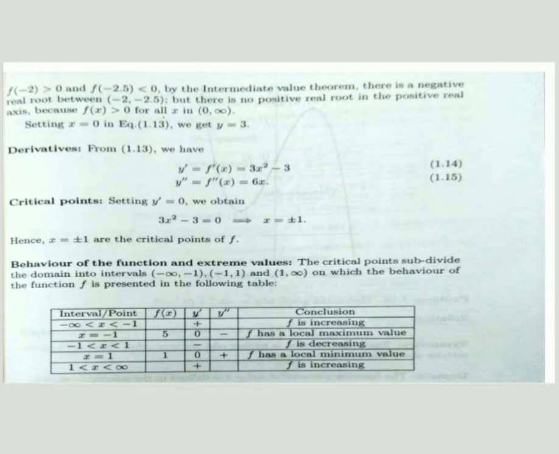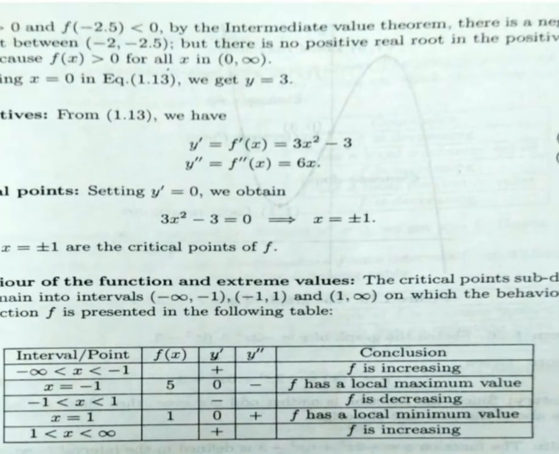Next, x varies between minus 1 and plus 1. So y dash will be negative here, so f is decreasing. Next, when x is equal to plus 1, f of x will be 1 and y dash is equal to 0. Substitute any values. Next y double dash is positive, so f has a local minimum value. Next choose any value between 1 to infinity for x and substitute that x value in y dash. We will obtain positive, so f is again increasing.